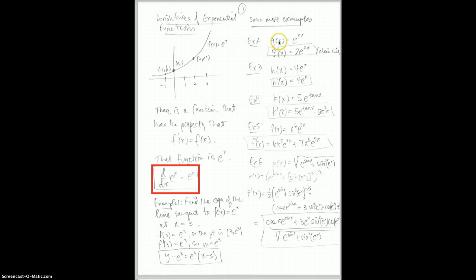Example 2. Find the derivative of e to the 2x. The derivative of e to the x is e to the x. The derivative of e to the 2x is e to the 2x times the derivative of what's inside. That's just chain rule. The derivative of 2x is 2. The derivative of 4 times e to the x is 4 times the derivative of e to the x. It is itself. The derivative of 5 times e to the tan x will be 5 times e to the tan x times the derivative of what's inside. Because the derivative of e to the x is itself, the derivative of e to the tan x is itself times the derivative of tangent of x.